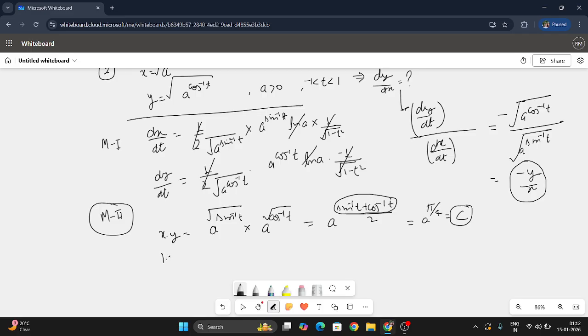Now differentiate: 1 into y plus x into dy by dx equal to 0, and you will get dy by dx equal to minus y by x. So this is the shortest way of solving this question, and this question once came in JEE Main also. If you apply this method, it's going to be really easy for you to solve it. So all of you please solve it, and if you have any doubt, you can ask me anytime.